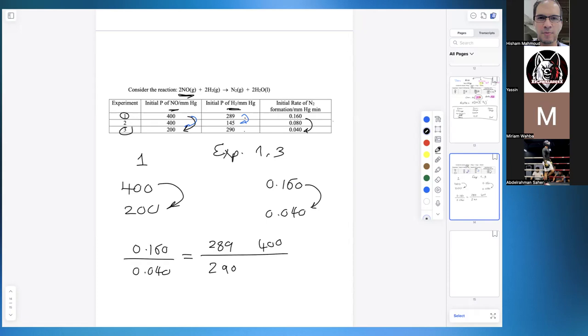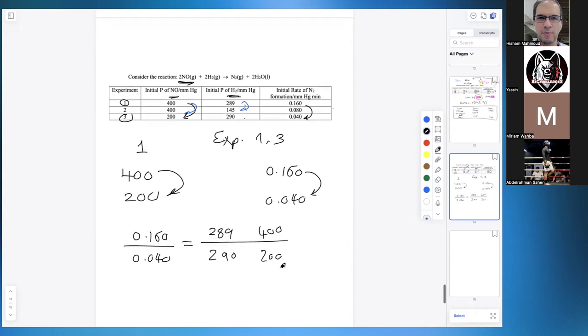I need to do it for NO. It changed from what to what? 400. From 400 to 200. So do like that. I will say 0.160 على 0.041 equal to K over K. يبقى الرول بتاع ده على الرول بتاع ده 400 بقى 200.